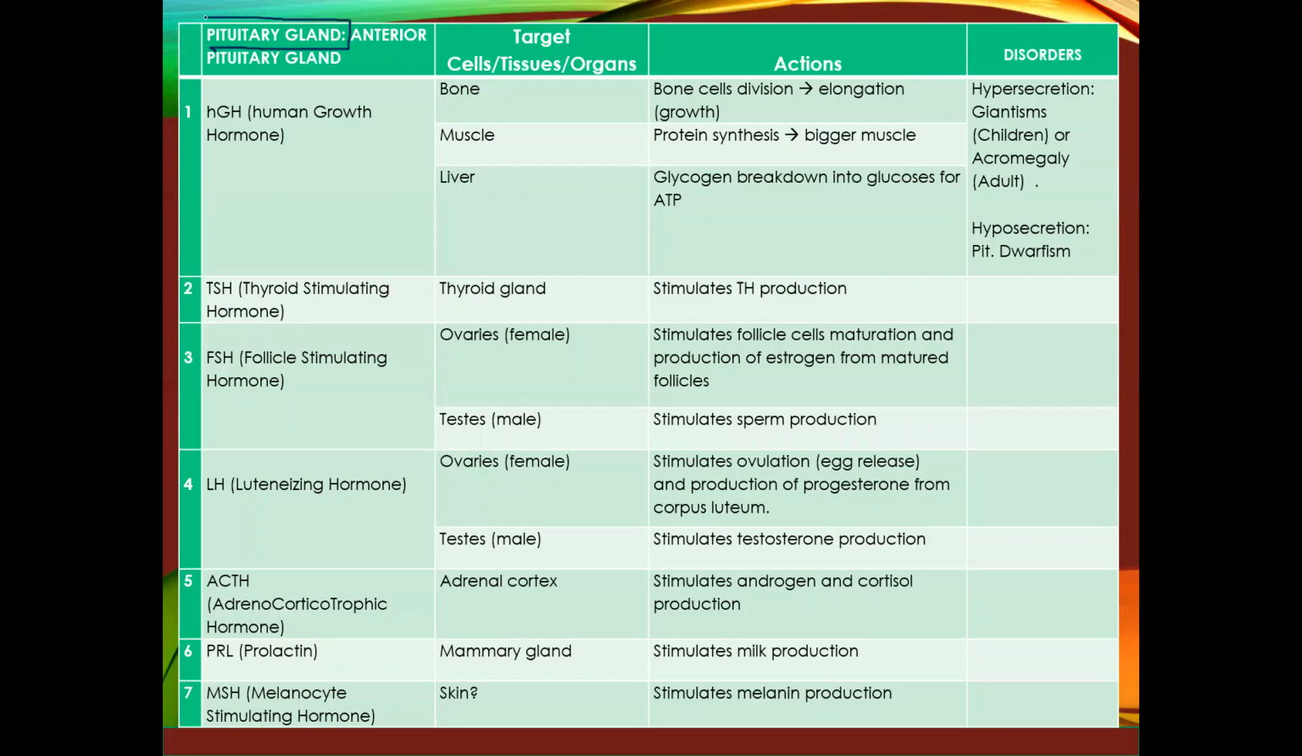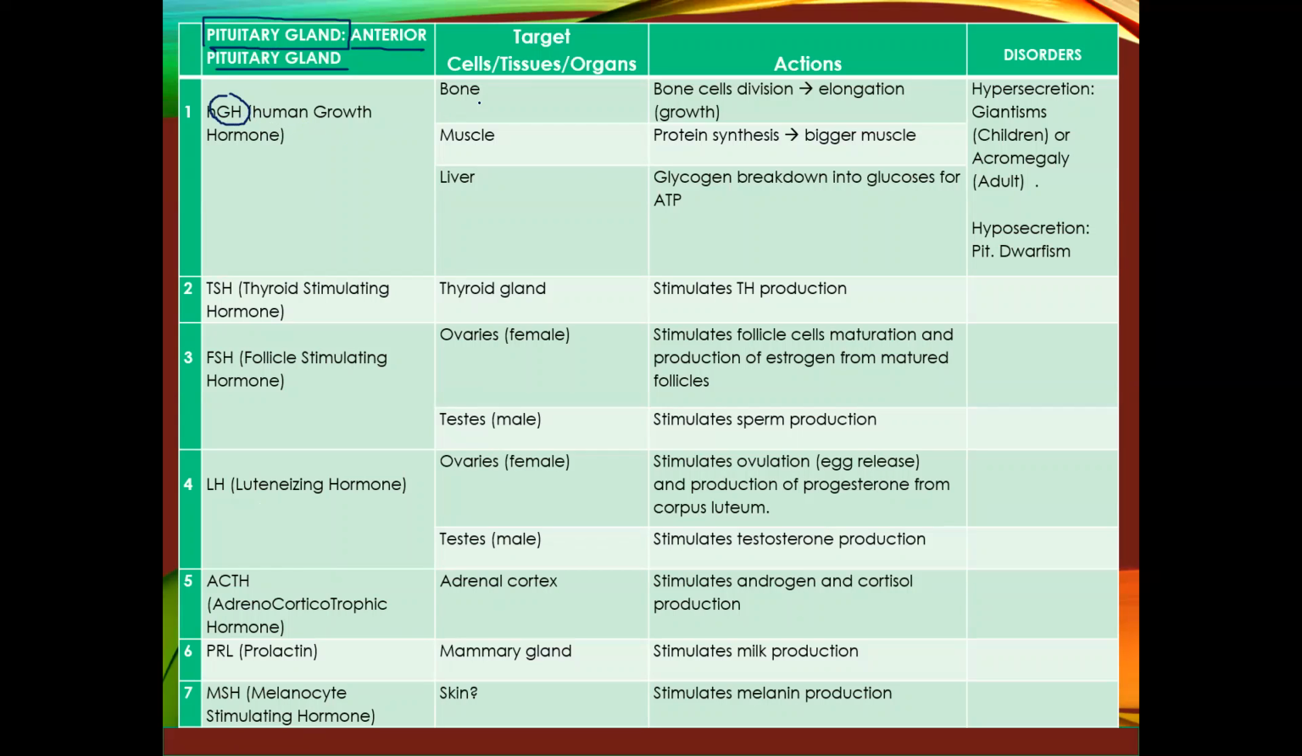Okay, and remember, the pituitary gland has 2 portions. The anterior part is called the anterior pituitary gland. This anterior part produces 7 hormones. So we'll list all these 7 hormones over here. The first one is called the growth hormone. Okay, and the target, just remember growth.